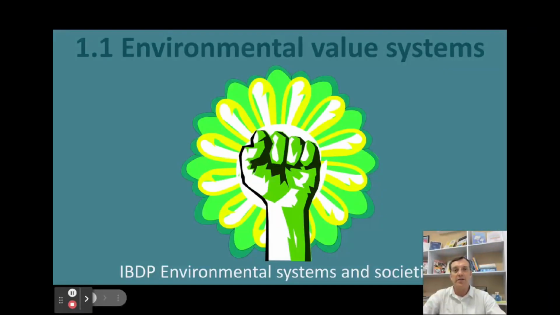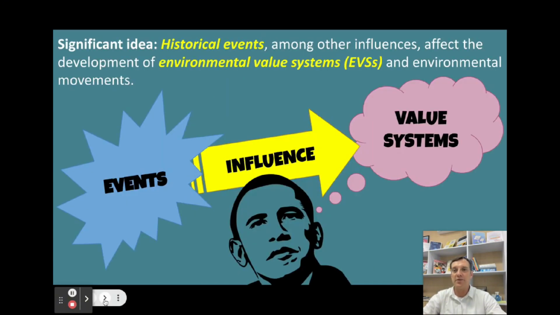Today's video is about the IB Environmental Systems and Societies course, topic 1, Foundations of ESS. And here we're going to focus on influences on the modern environmental movement. The big idea here is that historical events and other influences have an impact on the way people perceive and respond to environmental issues around the world.